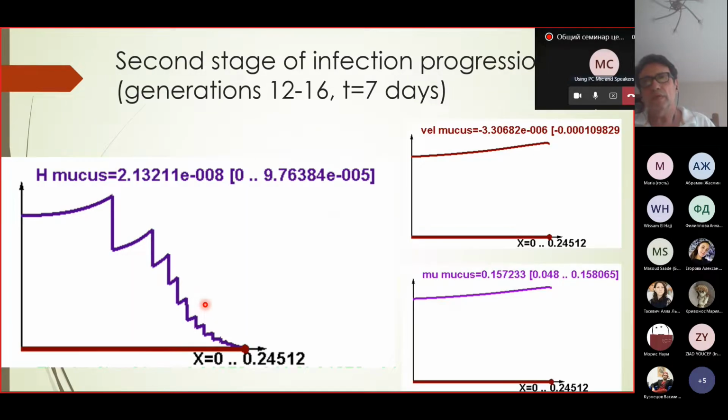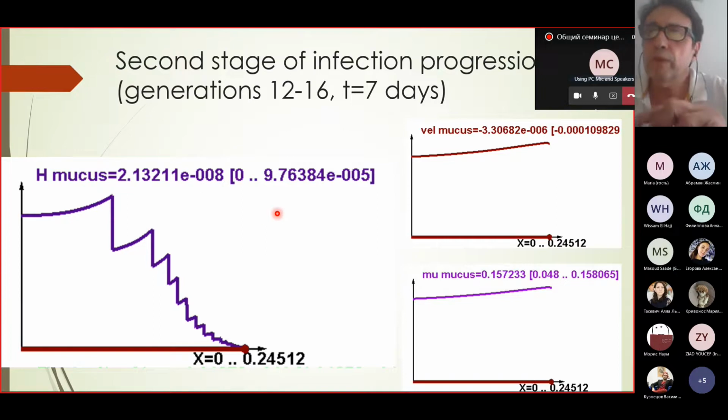So then the second stage, it's when this infection continues from generation 12 to generation 16. In fact, it completely infects all these bronchioli, all this part where mucus is produced. Well, in the model, it takes about 7 days. In fact, the number of days is not important because our infection propagates with a constant speed. I think that in this case, propagation is a little bit too fast. Maybe in reality, it takes not 7 days, maybe 2 weeks or something like that.